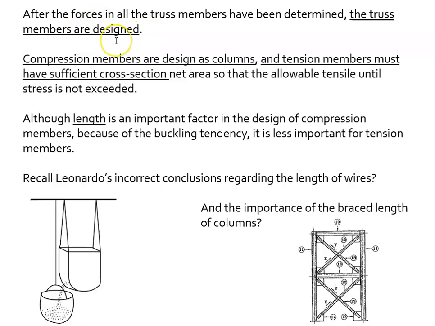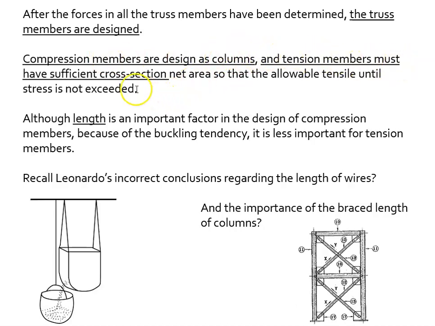And then after the members are designed, sometimes that dead weight affects the design as well. So then again, more repetition. It's kind of this continuous cycle of design considerations. Compression members are designed as columns. In general, basically anything that experiences compression is treated as a column.